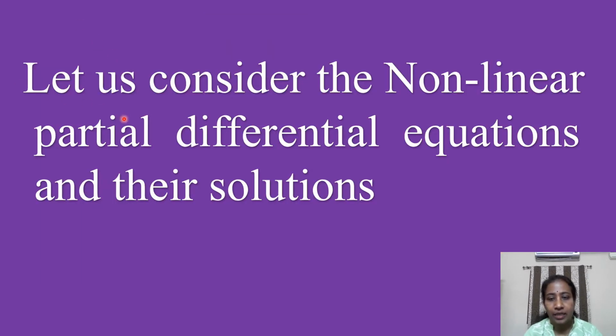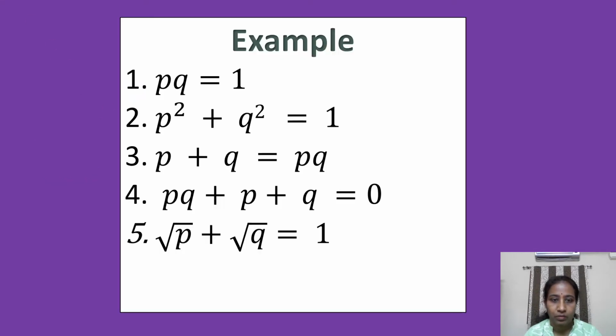Now let us consider the nonlinear partial differential equations and their solution. On the screen you can see 5 equations which come under type 1. The first one is pq equal to 1, the next one is p square plus q square equal to 1, then p plus q equal to pq, pq plus p plus q equal to 0, root p plus root q equal to 1, square root of p plus square root of q equal to 1. All these equations have only p and q; x, y, z are missing. So they come under type 1. In this, please don't miss the solution of the fifth equation, root p plus root q equal to 1, because there is a slight change in the way we substitute p and q.